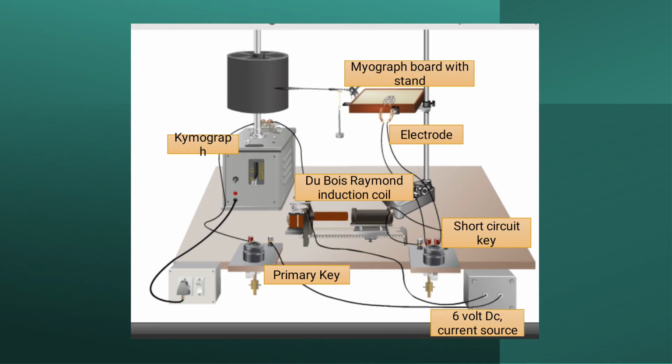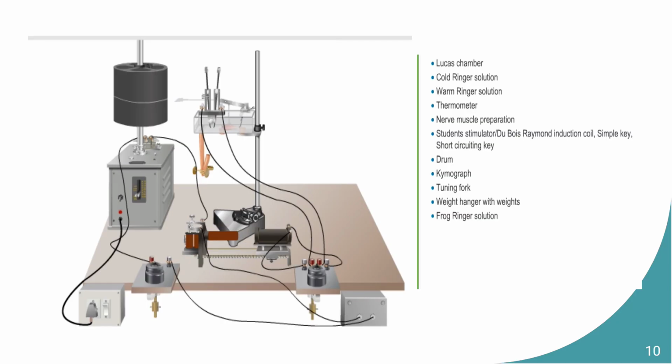Now the same experimental setup is almost followed, that is the primary circuit and the secondary circuit, everything is unchanged. The only thing that is changed in this experiment is that we have changed the myograph board into a specific chamber that is known as the Lucas chamber, because here we have to apply the warm and the cold ringer solution.